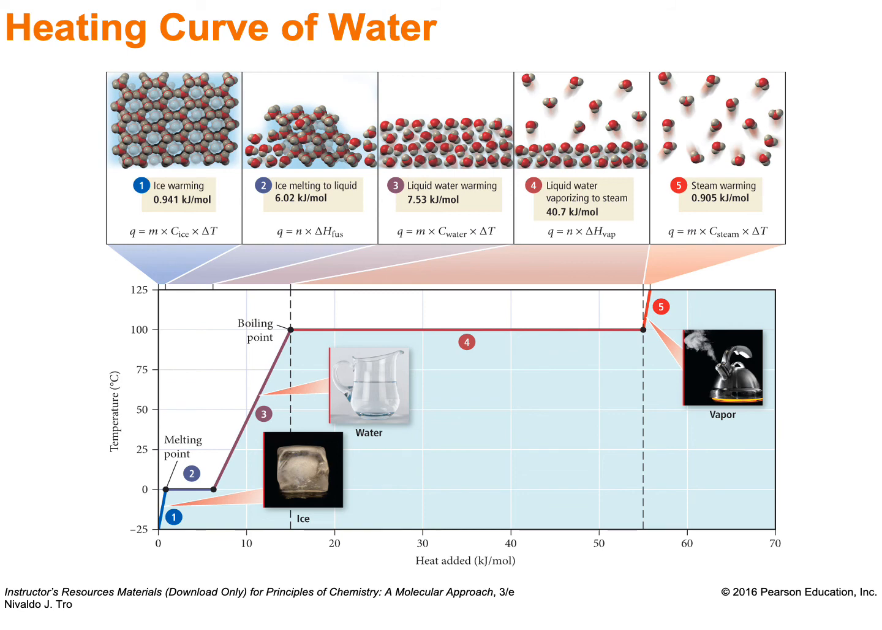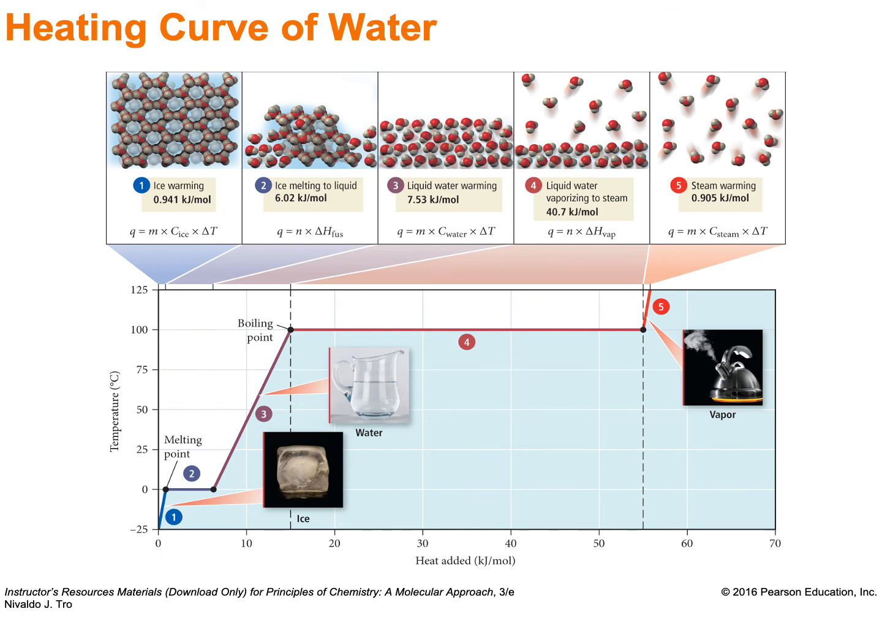Now at step 2, the temperature does not change, so the energy required to convert the solid to a liquid is shown for water, 6.02 kilojoules per mole. The equation is Q equals n, the number of moles, times the heat of fusion, or the enthalpy of fusion. Fusion is the melting of it.